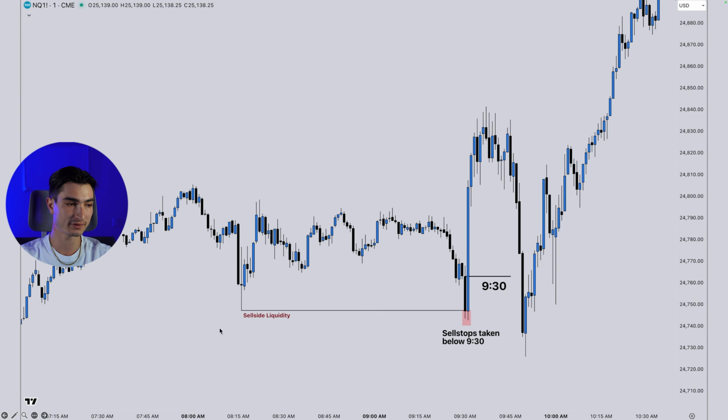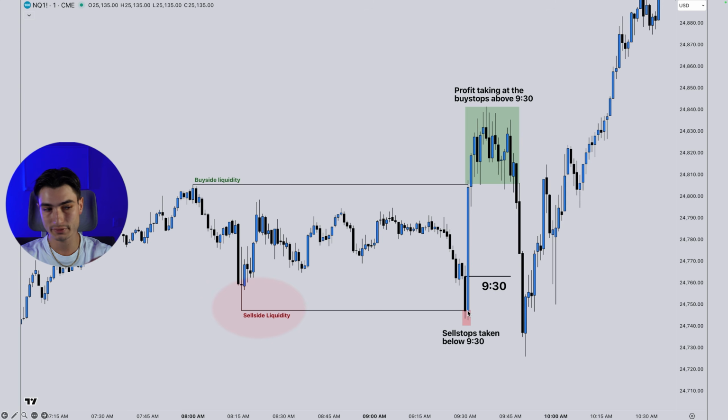We look to our left, sell side liquidity here, and then buy side liquidity here. At 9:30, we run lower first to attack the sell stops below the opening. And then reasonably, we're going to expect the market to do what? Gravitate higher to then see profit taking at the buy stops above 9:30. And you can see buy stops above 9:30 cleared.